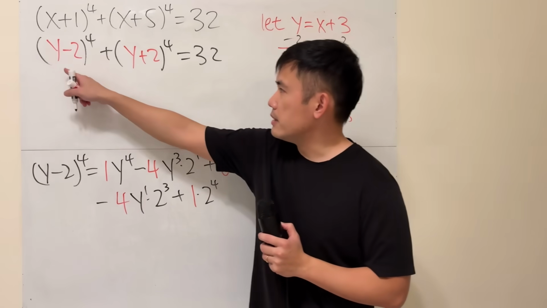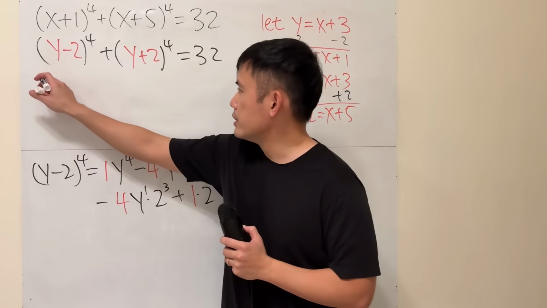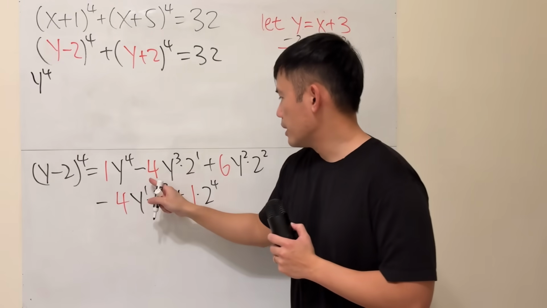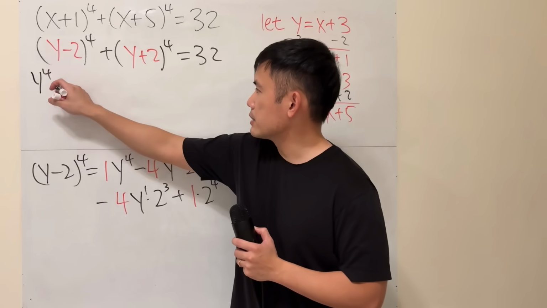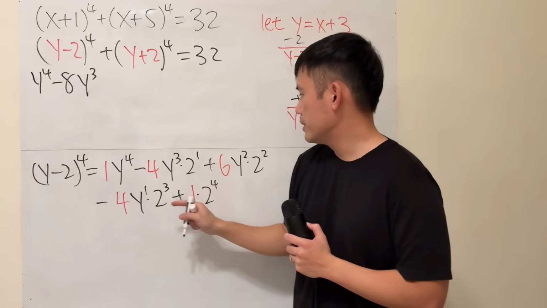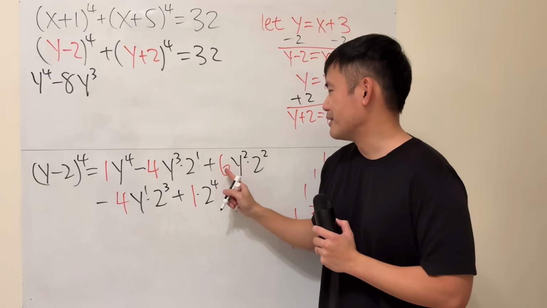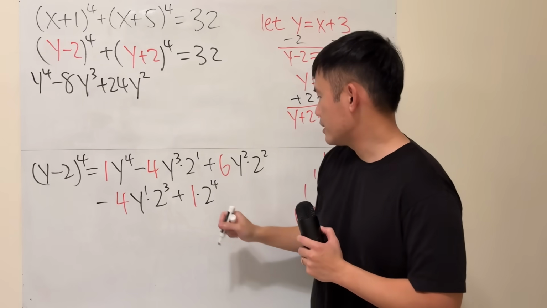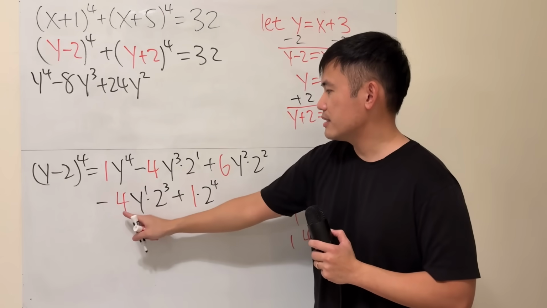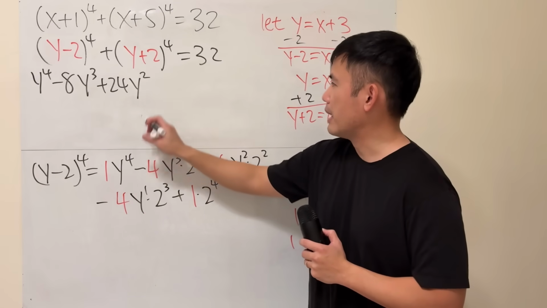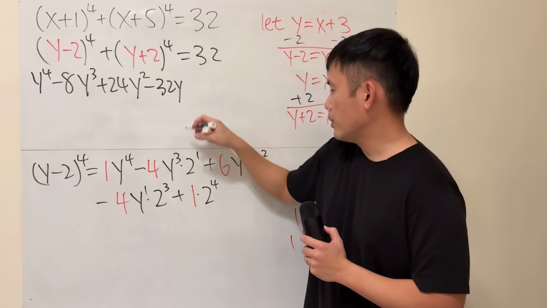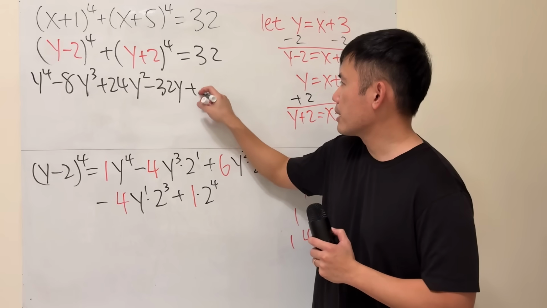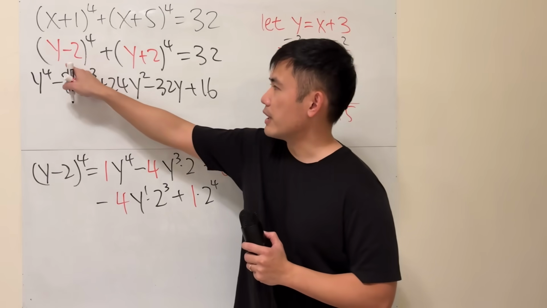And if you expand this right here, we will end up with y to the fourth power. 2 times negative 4, so it's negative 8 y cubed. And then this is 4 times 6, which is 24 y squared. And then that's 8, that's 4, so it's 32 minus, and that's 16, so plus 16. So this right here is for that.